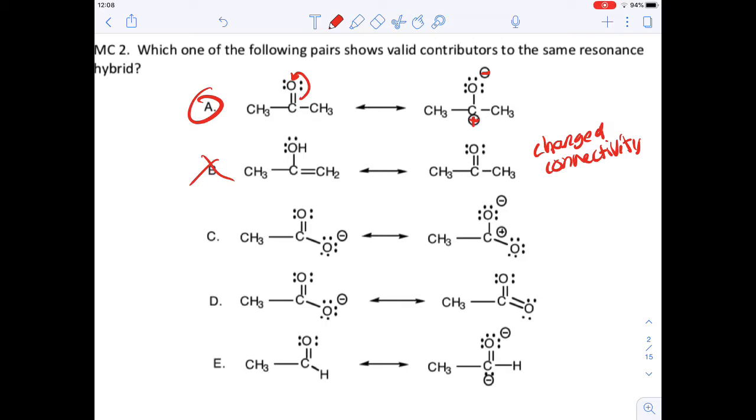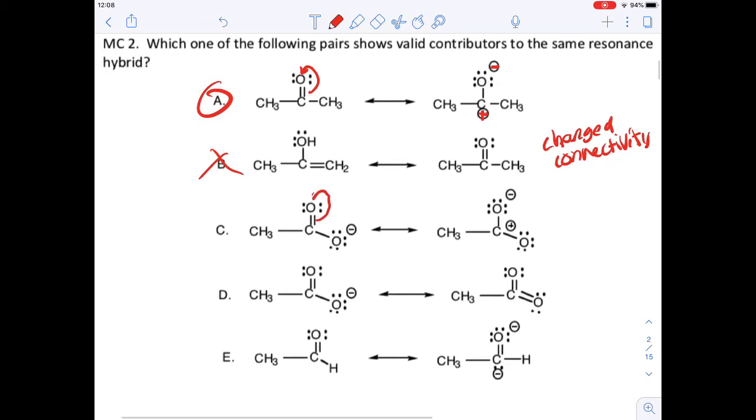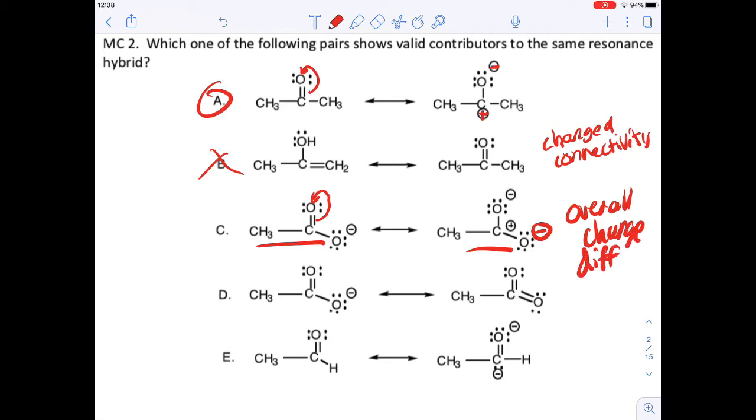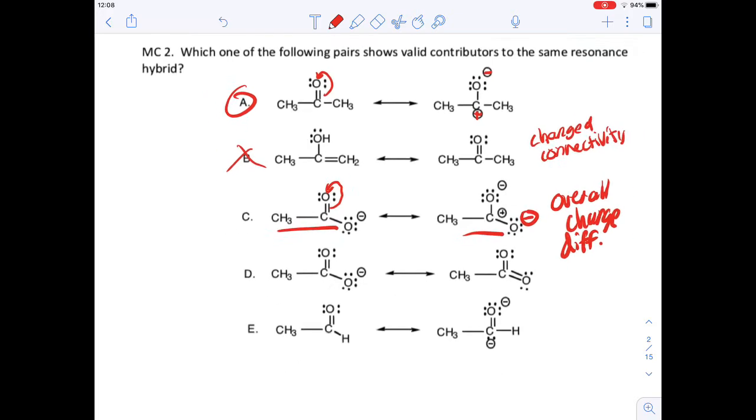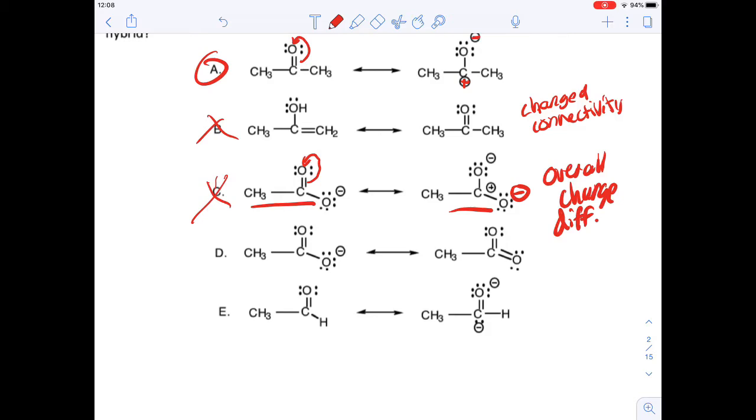So let's look at C. All right, comparing the first and second structure, they moved the double bond up to the O, which is okay to do, but the issue with this one is that they got rid of the negative charge on this O when they moved it over, right? So the net charge is not the same in this one and this one. So overall charge difference. They took the negative charge off the O to try and trick you guys, but you know that this O would still be negative. So C is out.